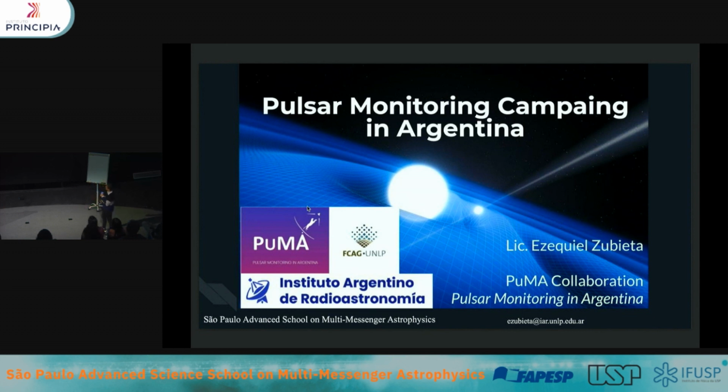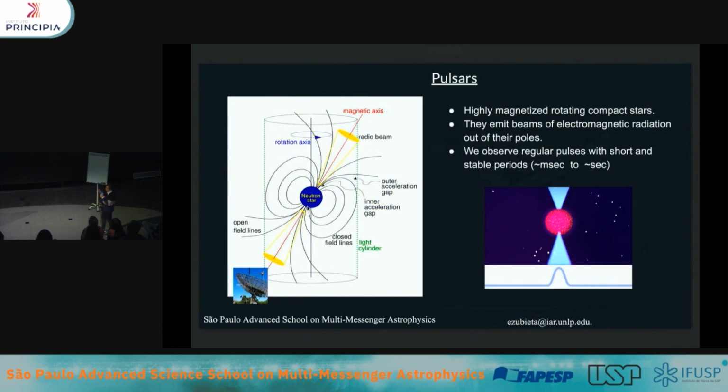Next one, please. To begin with, let's talk a little about pulsars. Pulsars are highly magnetized, rotating compact stars, and they emit electromagnetic radiation out of their poles. Given that the rotation axis is not aligned with the magnetic axis, when we observe pulsars, we observe regular pulses, which look similar to a lighthouse. And these pulses correspond to the period of the pulsar.